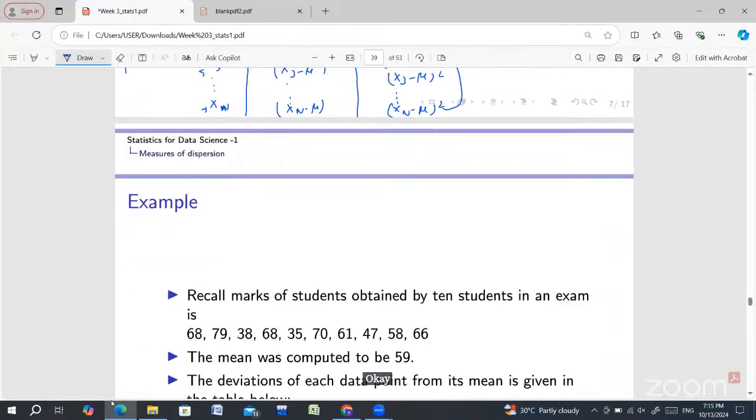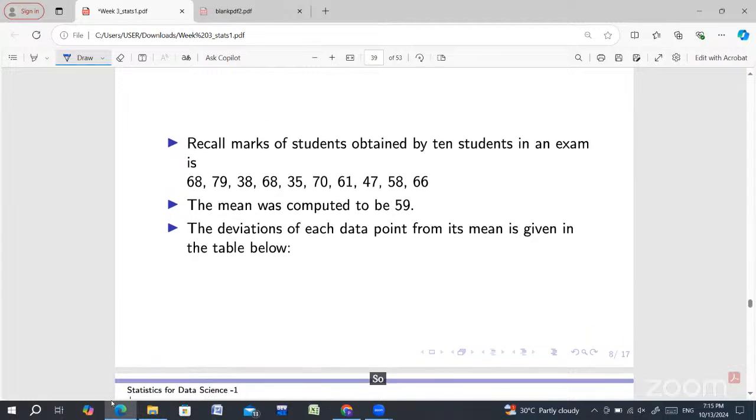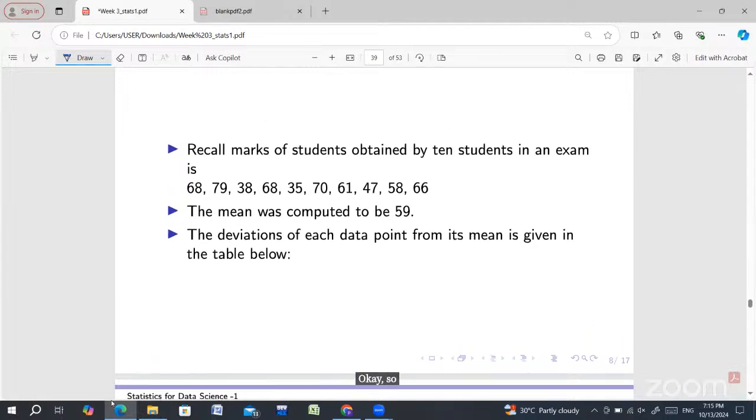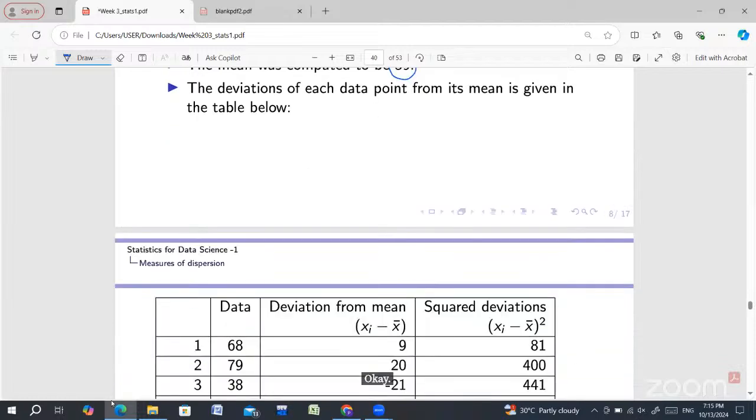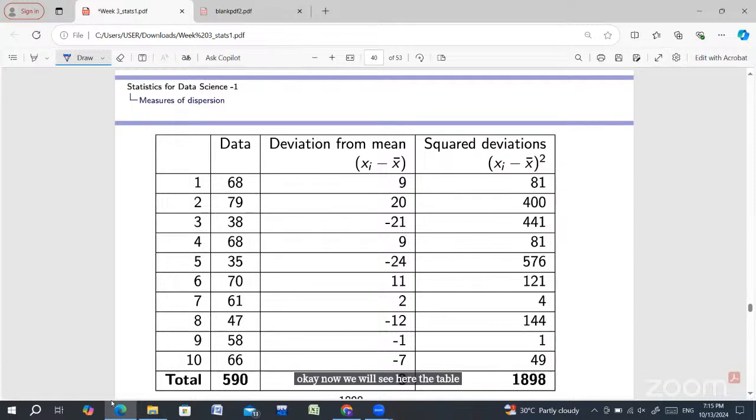Okay, let's see an example. This is your data set, and we have already computed its mean, which is 59. Now we will see the table. First of all, we have written all the data points, and these are just serial numbers. Then we calculated the deviations. This is 68 minus 59, and this is 79 minus 59, because 59 is your x bar.